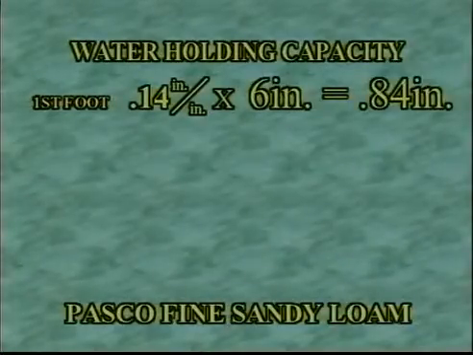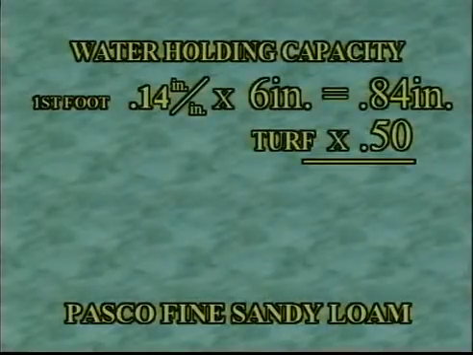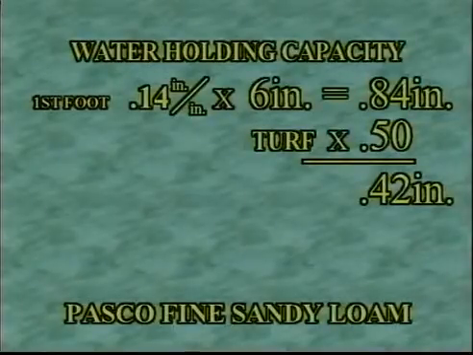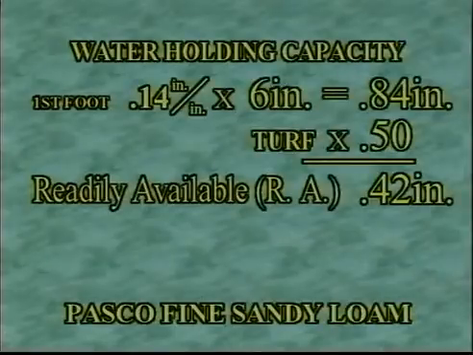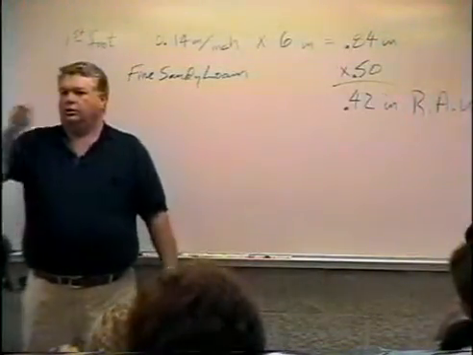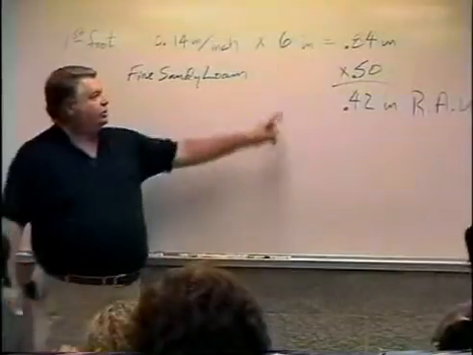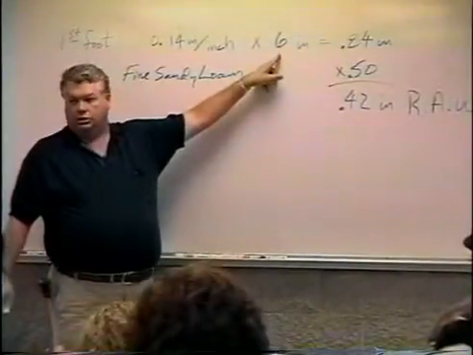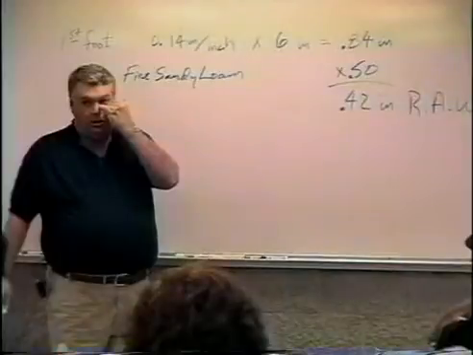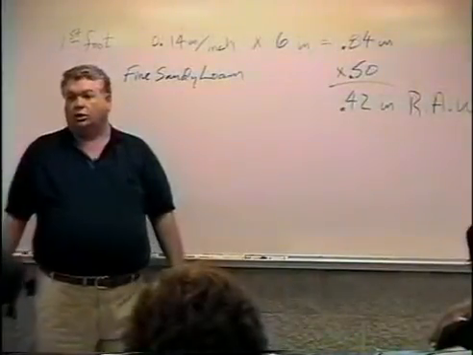84 hundredths. Our multiplier for turf is 50%. We have 42 hundredths of an inch of readily available water. Raw, huh? Readily available water. Yes, Chad. That'd be 6 inches. The top 6 inches. We're only going to deal with 6 inches. And that's kind of what you're dealing with on a golf green right there.